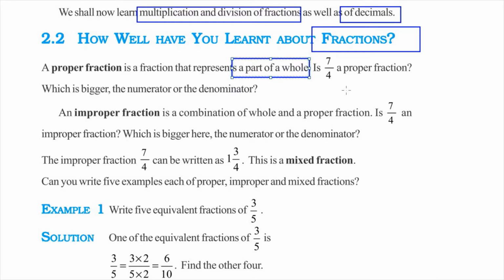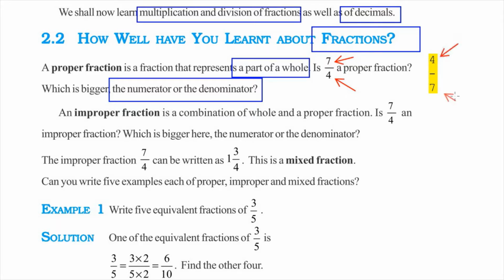Is 7 by 4 a proper fraction? Which is bigger, the numerator or denominator? So looking at 7 by 4, you can tell that 7 is bigger than 4. Therefore, it is not a proper fraction. It's an improper fraction. However, 4 divided by 7 would have been a proper fraction. This is because the numerator 4 is less than the denominator 7.